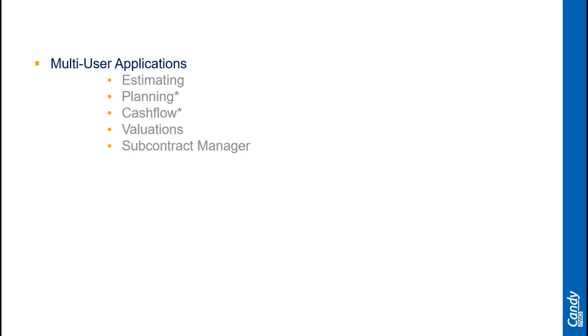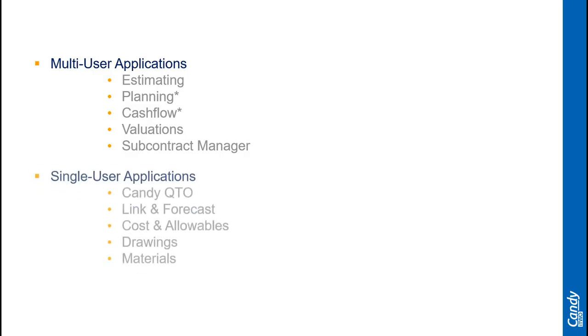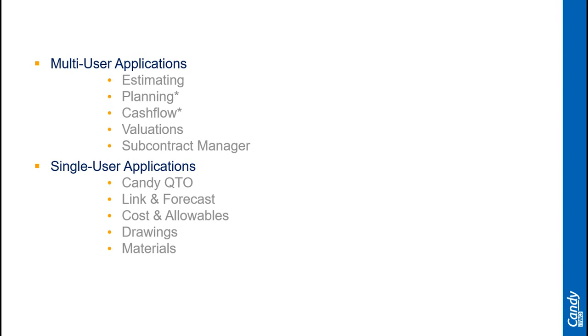Now let's go have a look at the modules that are only available in single user mode. So single user applications like the Candy QTO, the quantity takeoff tool, is only available in single user mode. Link and forecast, cost and allowables, drawings, and the materials. These are the applications that are only available in single user mode.